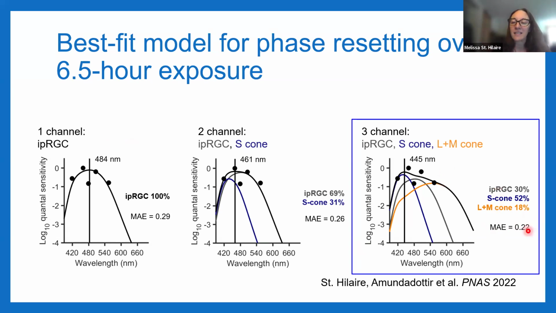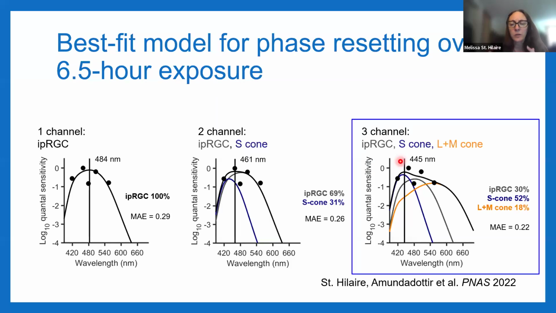But what we can see is that just from these fits, it seems like S-cone is having a pretty significant contribution, such that the best fit peak from this 3-channel system is actually 445, which is not very close to the melanopsin peak.